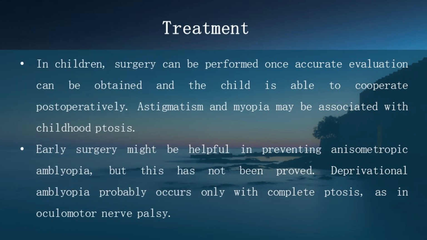In children, surgery can be performed once accurate evaluation can be obtained and the child is able to cooperate postoperatively. Astigmatism and myopia may be associated with childhood ptosis. Early surgery might be helpful in preventing anisometropic amblyopia, but this has not been proved. Deprivation amblyopia probably occurs only with complete ptosis, as in oculomotor nerve palsy.